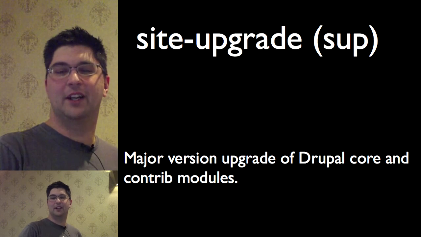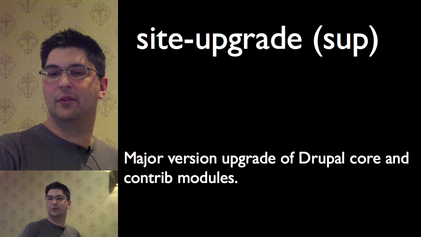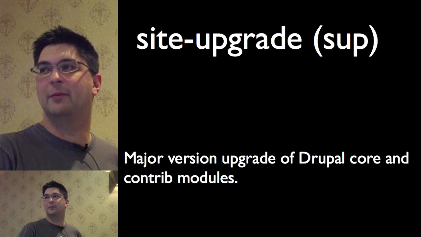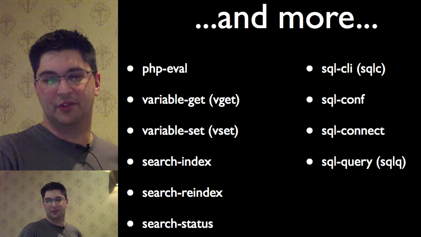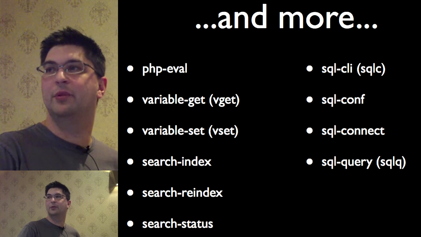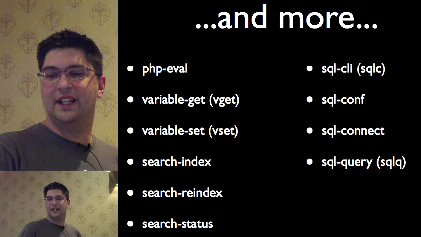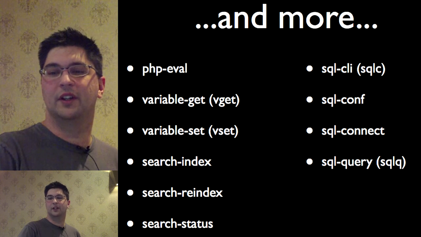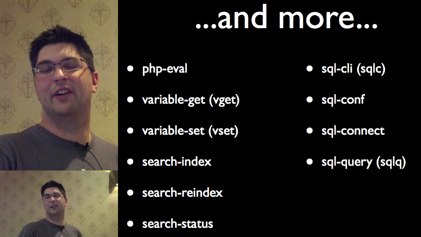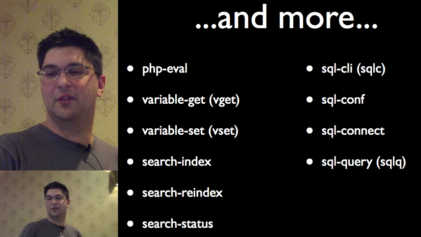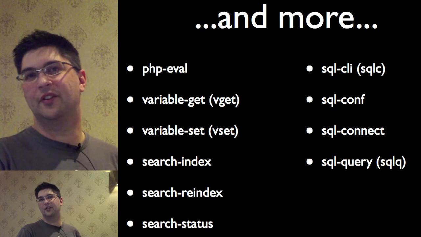We also have a site upgrade command that will perform a major version upgrade of Drupal core and contributed modules. This one runs the update DB command when it's complete. I'll just run through these ones real quickly. PHP eval allows you to run arbitrary PHP code within a bootstrapped Drupal context. Variable get and set allow you to control Drupal variables. So if for some reason you wanted to turn off clean URLs because maybe you just migrated to a server that has a problem with its rewrites, you could do that just by doing a variable set clean URLs 0.